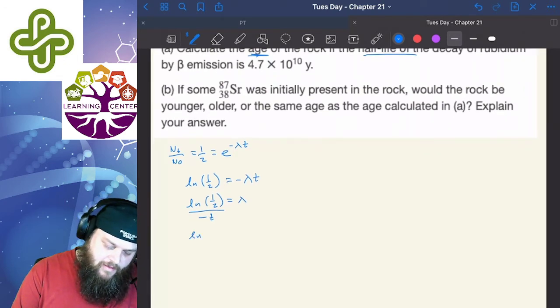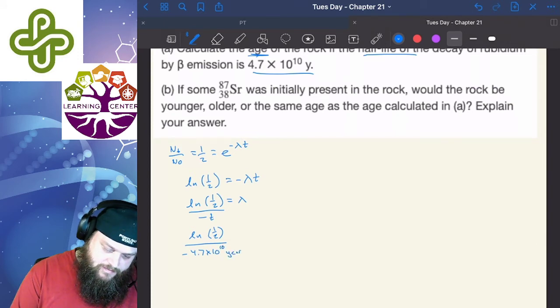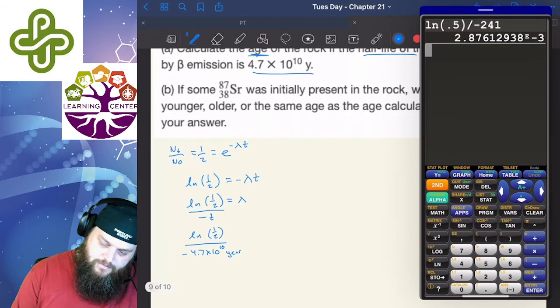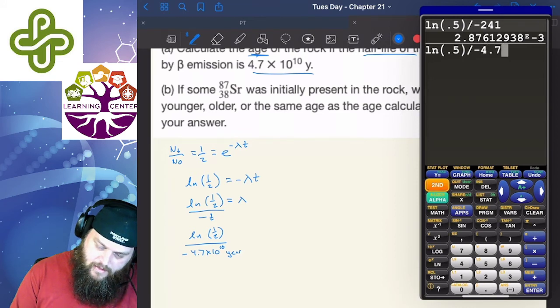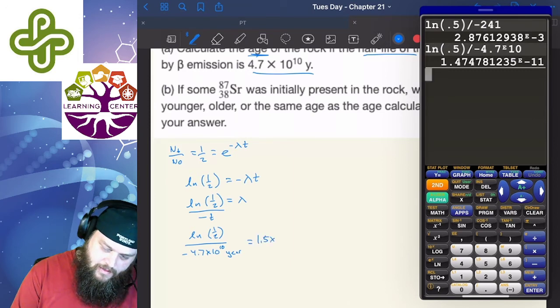Plugging in that value for t, which was 4.7 times 10 to the 10, divided by negative 4.7 times 10 to the 10th power in years, I can have the natural log of 1/2 divided by negative 4.7 e to the 10. That's equal to 1.5 times 10 to the negative 11 per year, which is equal to lambda.